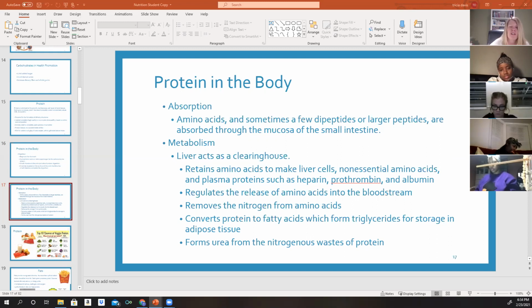It removes nitrogen from the amino acids. It converts proteins to fatty acids, which form triglycerides for storage in adipose tissue. Triglycerides are not good for us. And it helps to form urea from the nitrogenous waste of protein.